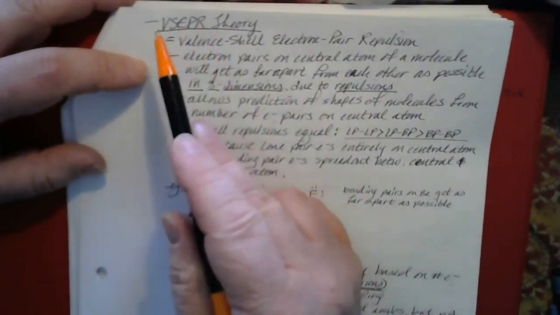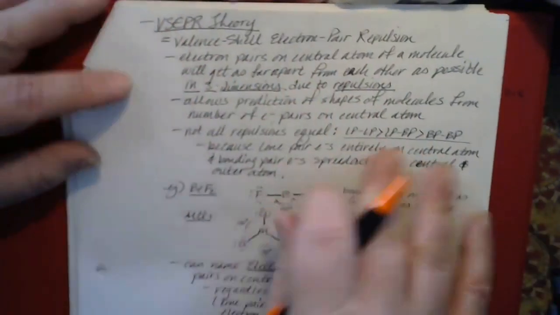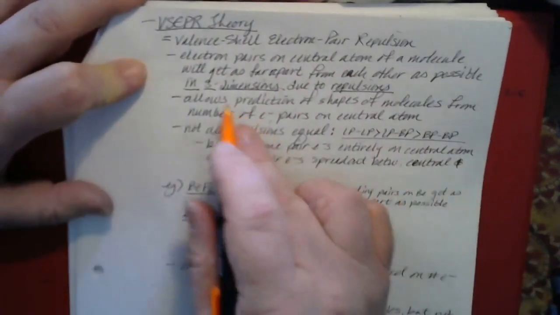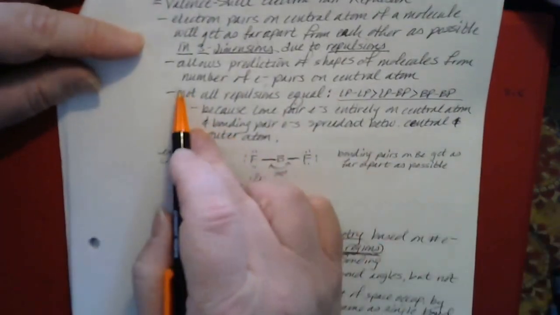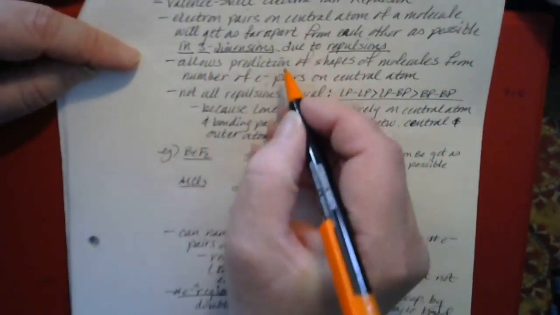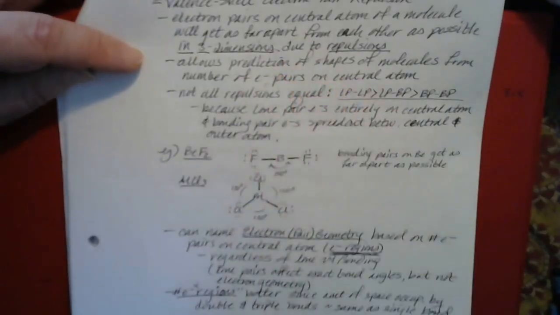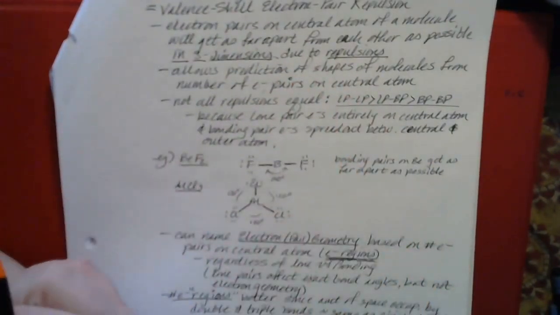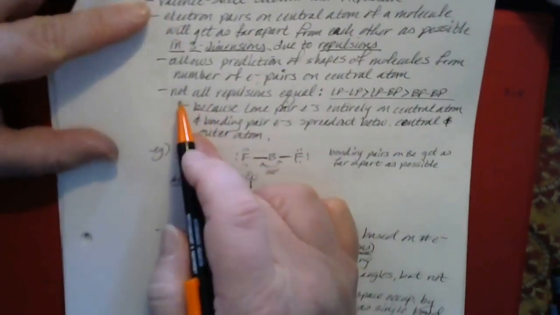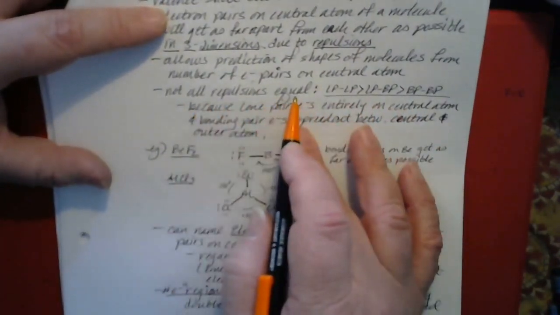So the electron pairs in the valence shell around the central atom will repel each other so that they get as far apart from each other as possible. And real life is in 3 dimensions, so they use all 3 dimensions. Knowing this allows us to predict fairly easily the shapes of molecules from the numbers of electron pairs, or more accurately, regions in which electrons are located on the central atom. Now, in doing this, we need to keep in mind, although this is usually a fairly minor point, that not all repulsions are created equal.